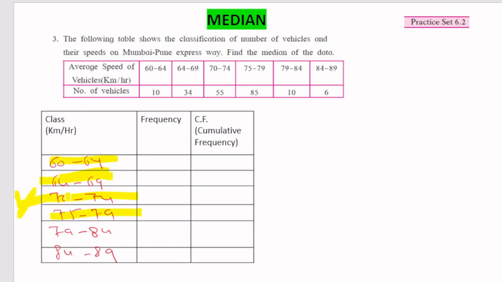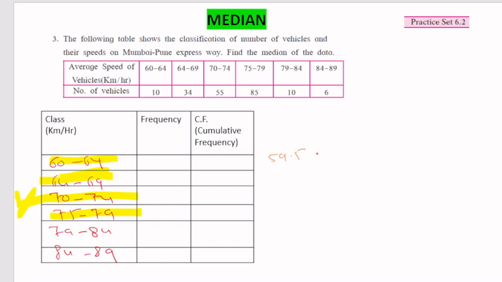So what should we do? Should we avoid the question? No, there is a solution to it. What is the solution? You need to convert it into continuous form. So 60 to 64 is the class, and you have to subtract 0.5 from the lower limit. So 60 minus 0.5, how much will it become?